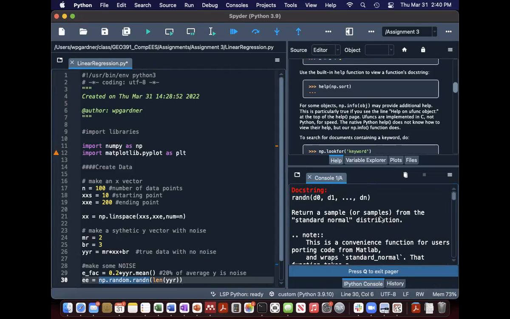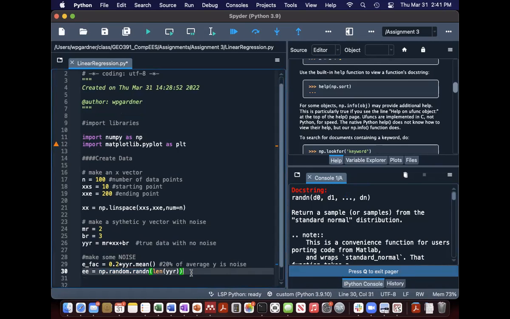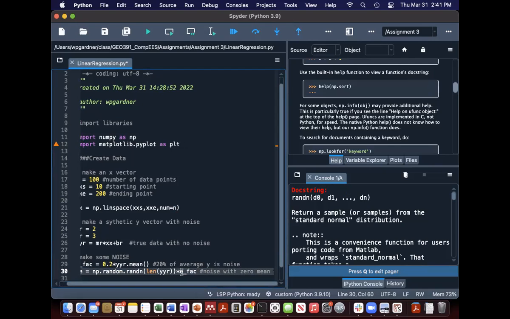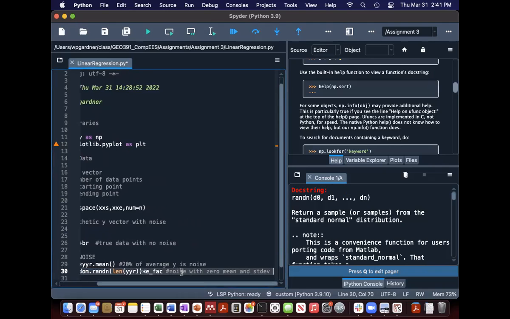What's really nice about the standard distribution is I can easily change it to have any standard deviation I want by just multiplying by that standard deviation. If I want the standard deviation to be 20% of the average of Y, I can just multiply this by EFAC. So now I'll have noise with zero mean and a standard deviation of EFAC.